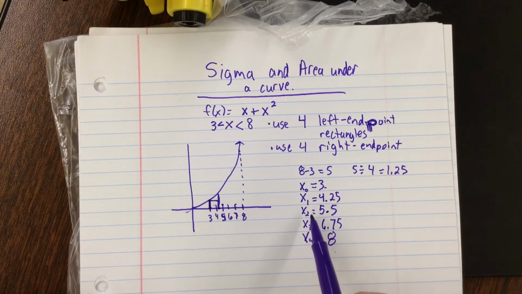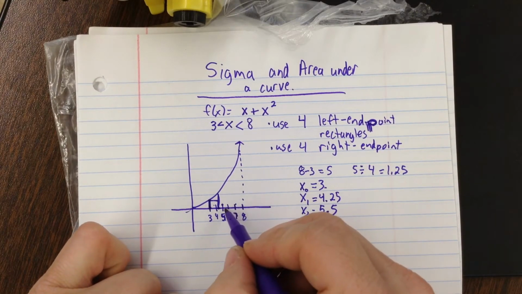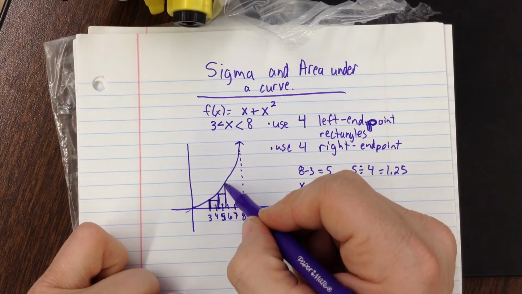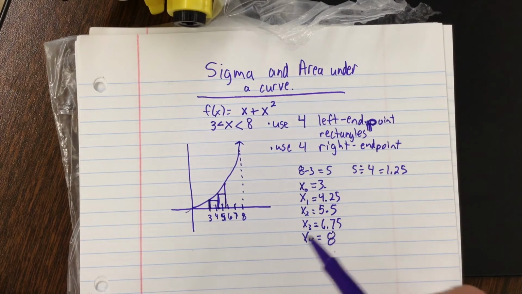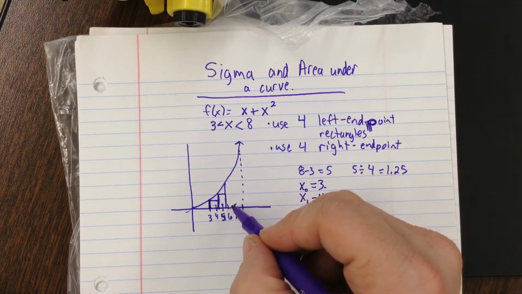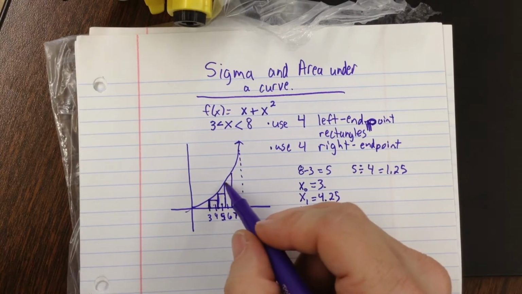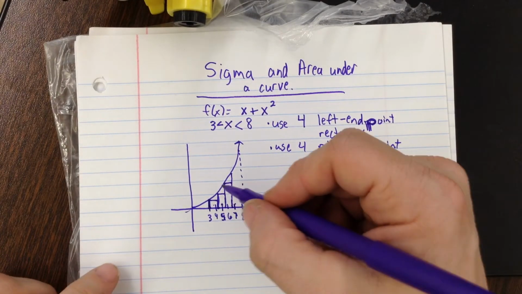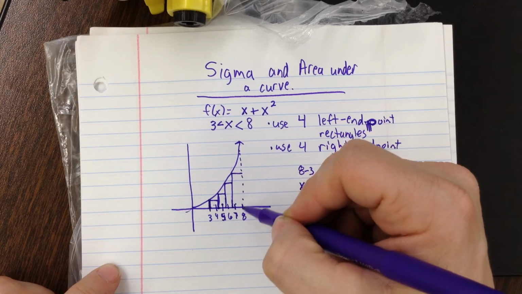So at x1, we already did that. x2 is 5.5, so about halfway between 5 and 6. Let's be like right there. We're going to make another rectangle, and we're going to go straight up to the axis. And then where's the next one? 6.75, so maybe a little closer to 7. This is not to scale. We're going to connect like that. Now, 8 goes all the way up there.